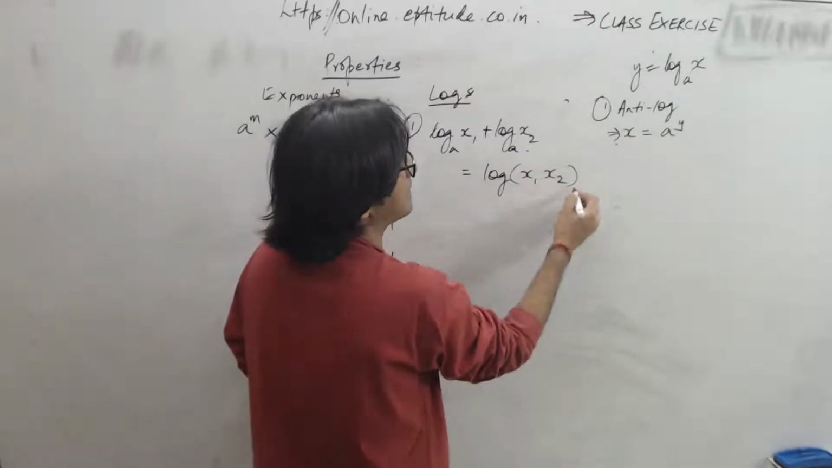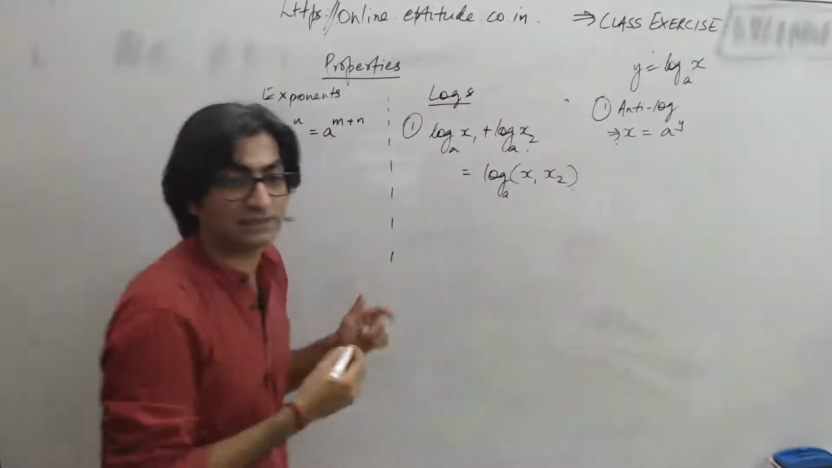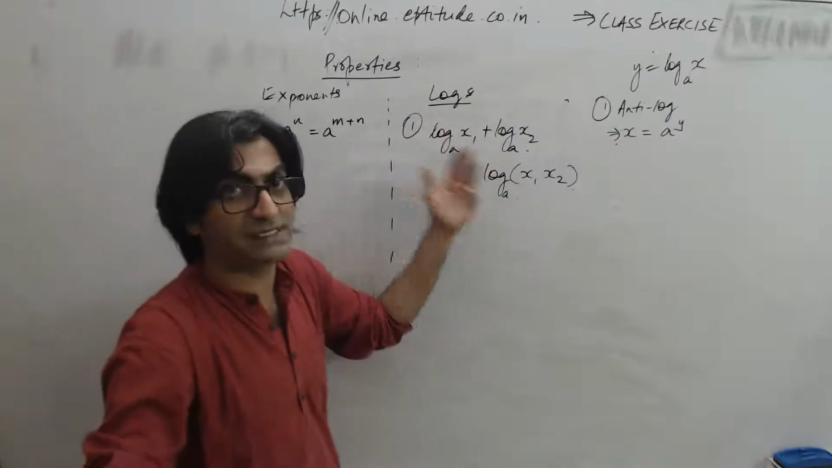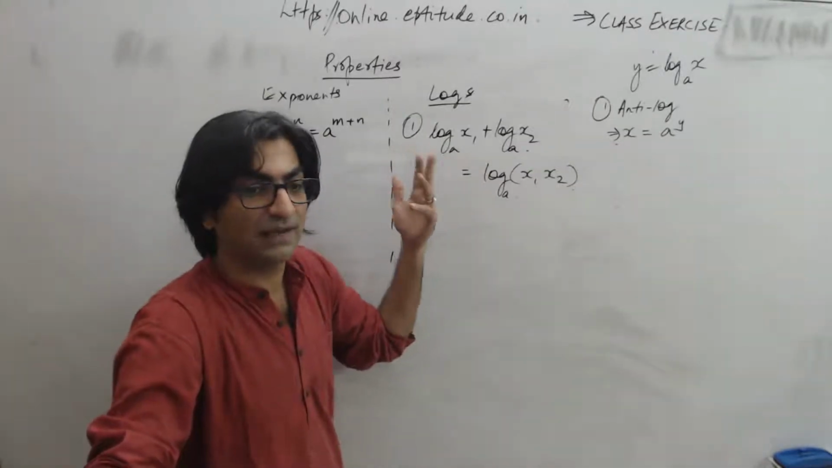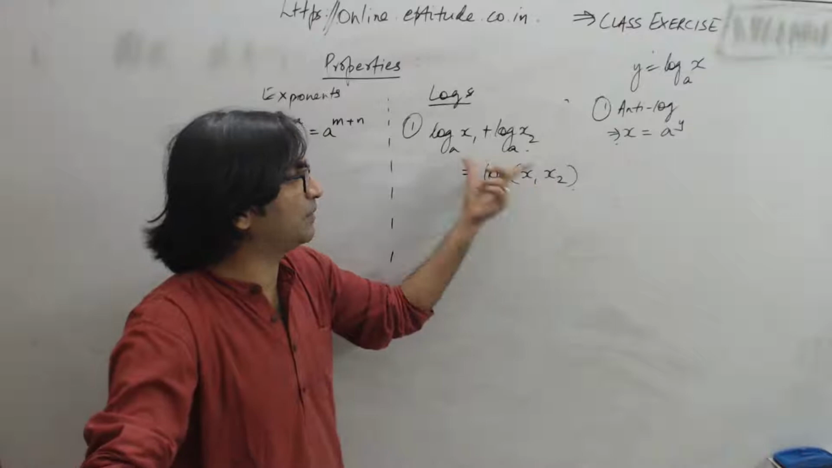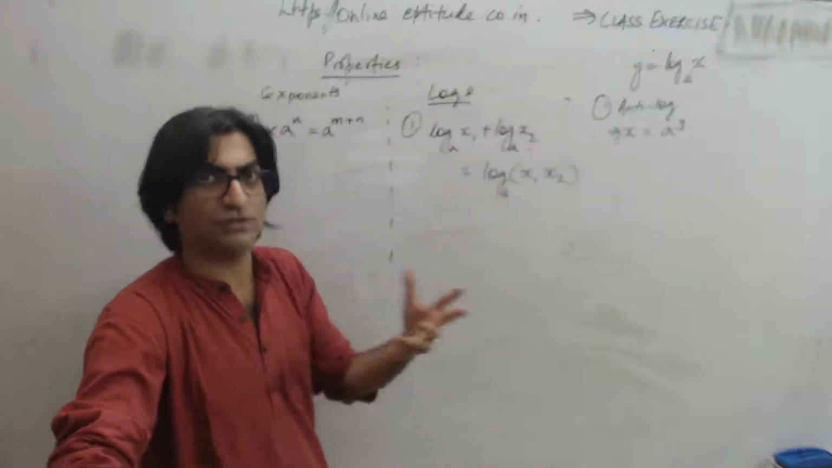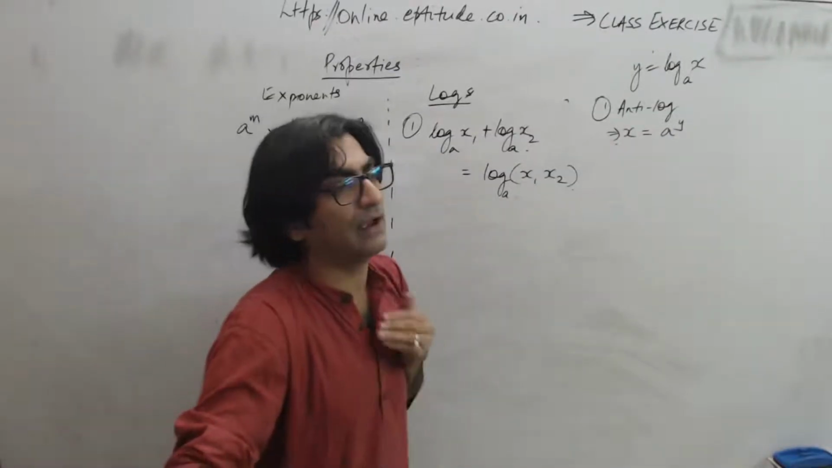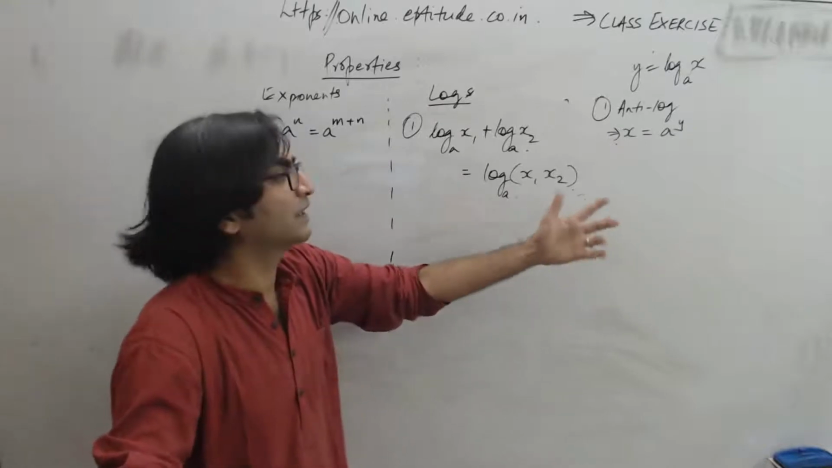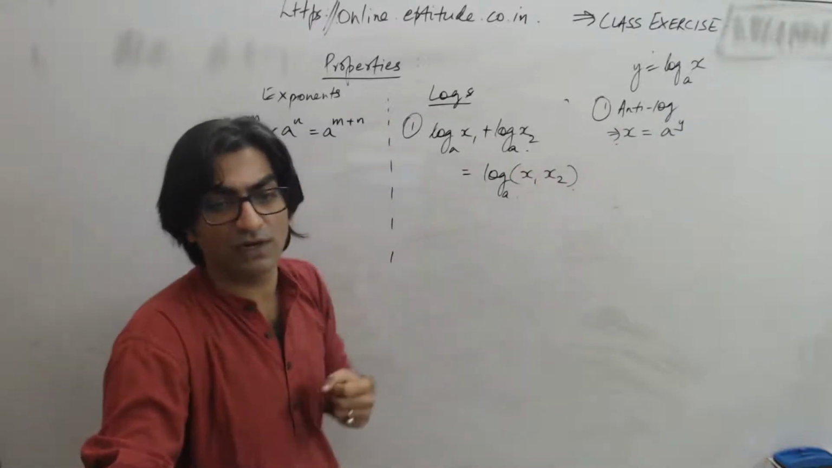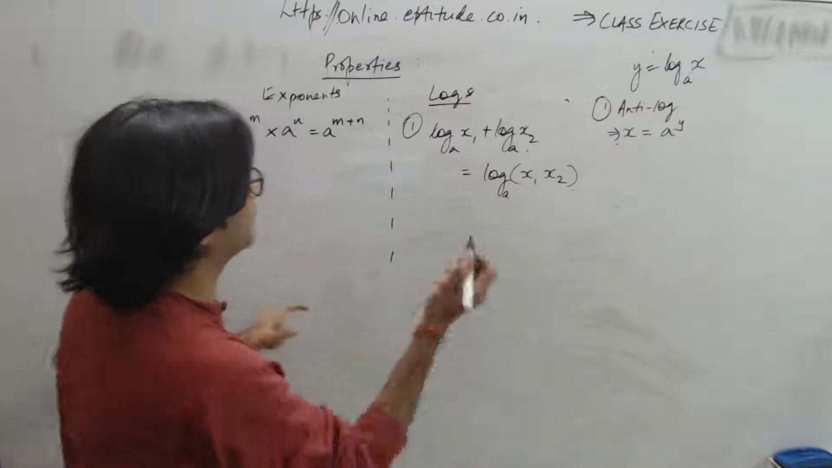It's the same as multiplying their radicands, right? Remember to understand this both ways. Either the logarithm of a product will be the sum of their individual logs, or the other way around. If you have the sum of two or more logs, then you can actually multiply their individual radicands. So that's the first property.